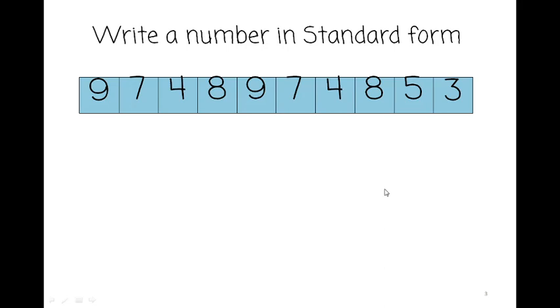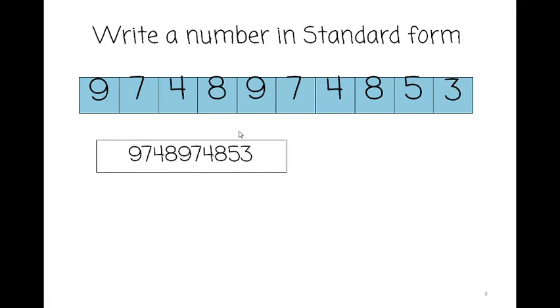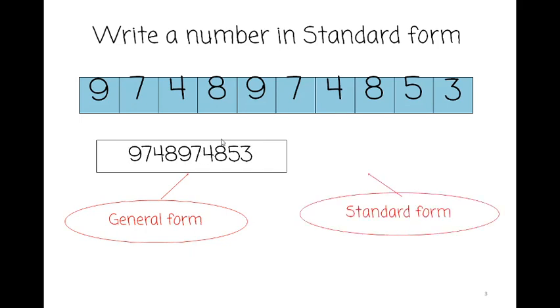Cool. Now let's look at how to write a number in standard form. So this is how we usually write a number. This is the given number, and you can write this number in this way. This is how we usually write a number. This is called the general form. Okay, now we want to write this number in standard form.